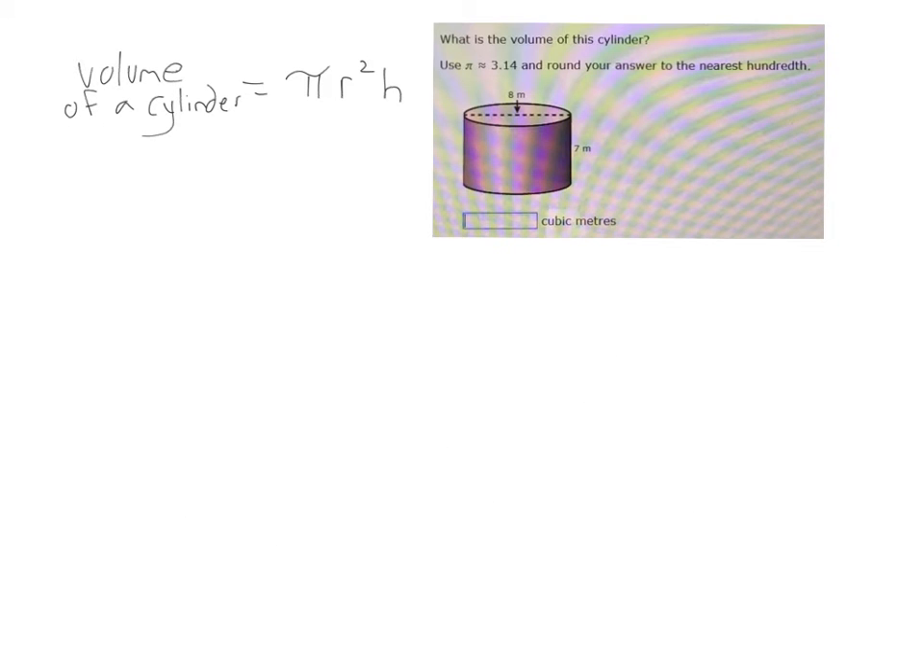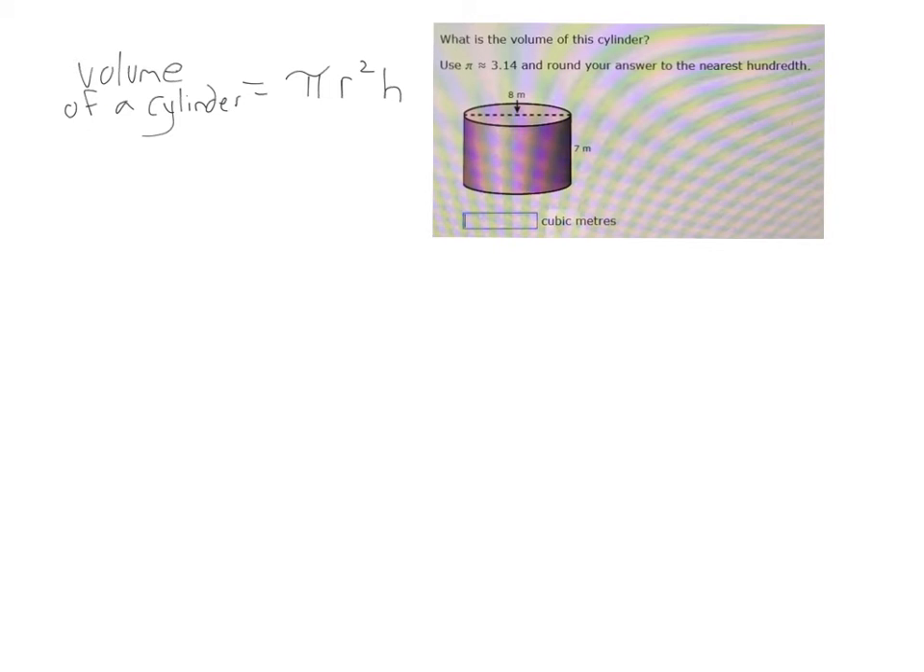This example says, what is the volume of this cylinder? Use pi equals approximately 3.14 and round your answer to the nearest hundredth. Ooh, I forgot to mention that in the last example. Make sure we do this part when we enter our answer into the program.